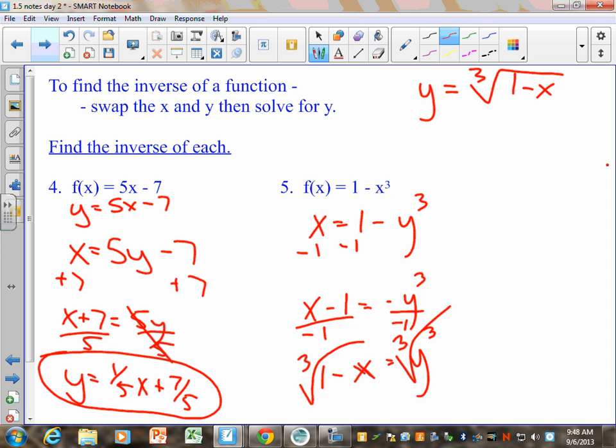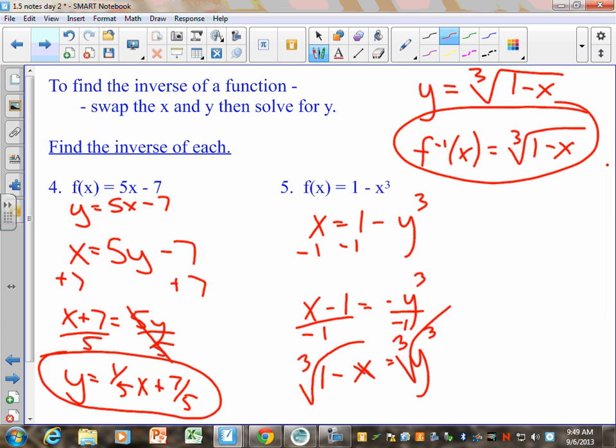And it should make sense that the inverse of a cubic is going to be a cube root. The inverse of something squared is going to be a square root. And so that should make sense that that would be your answer. We really could do one more step, and we really should do one more step. Since this is f of x, we really should say the inverse is f inverse equals this. And I didn't do that on the last one.